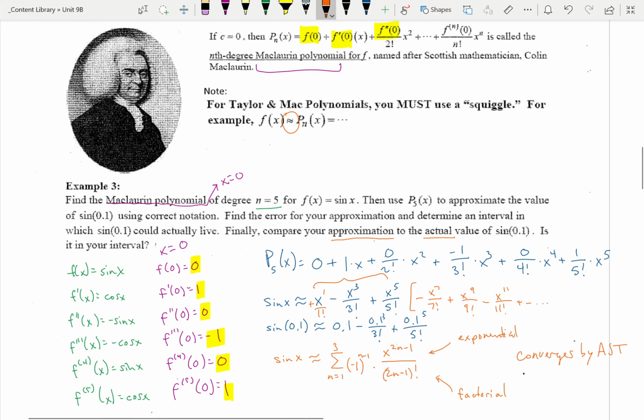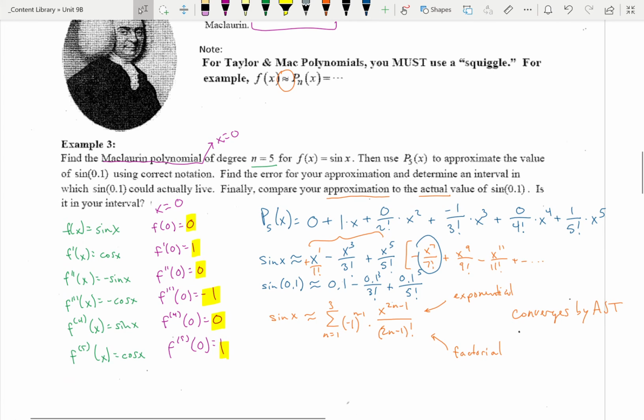Because it converges, we can talk about the comparison of the approximation and the actual value, right? Because we know that the alternating series theorem tells us that the error is always smaller than the next unused term. Well, the next unused term in this case is this one right here. So we know that our approximation, which I'm going to call p sub 5 of 0.1, is a good approximation of the sine of 0.1. And now the question is, how good an approximation? So we know that the error is x to the 7th over 7 factorial, but for that particular x value of 0.1. So 0.1 to the 7 over 7 factorial.